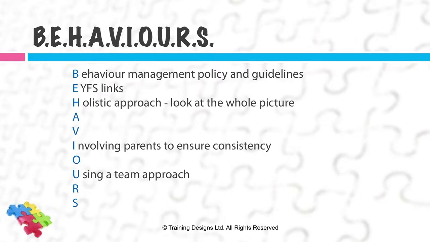And E is for EYFS links, such as the unique child and children developing at their own pace and rate. Remembering the themes of positive relationships, children learning and thriving with positive relationships around them. And another E is enabling environments. The environment and routine is very important when managing children's behaviour. Think about the routine, the room layout, resources and activities.